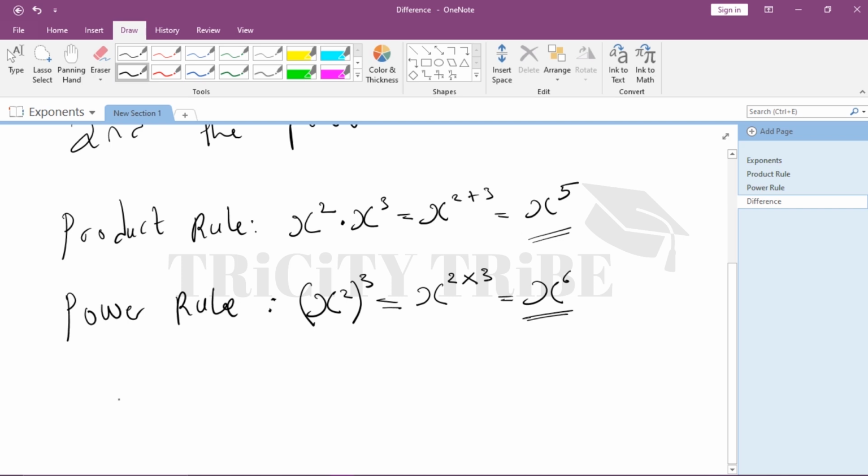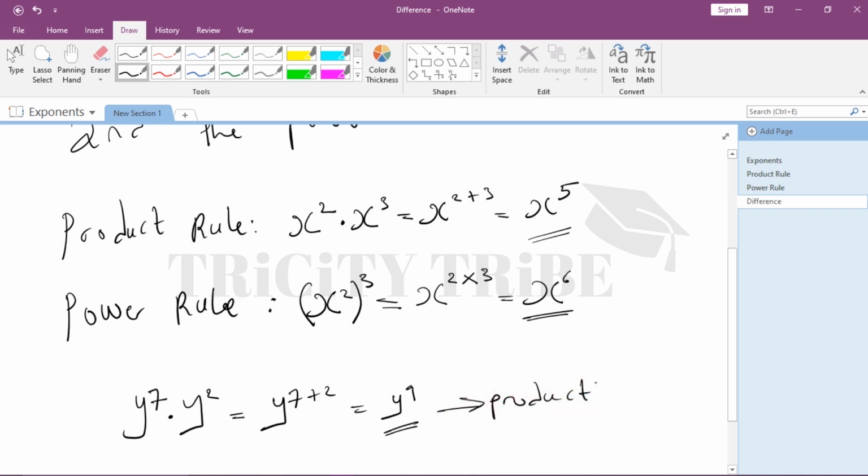One more time. If it's a product rule, you could have y raised to power 7 · y raised to power 2. That gives you what? 7 plus 2 equals y raised to power 9. That is for the product rule.